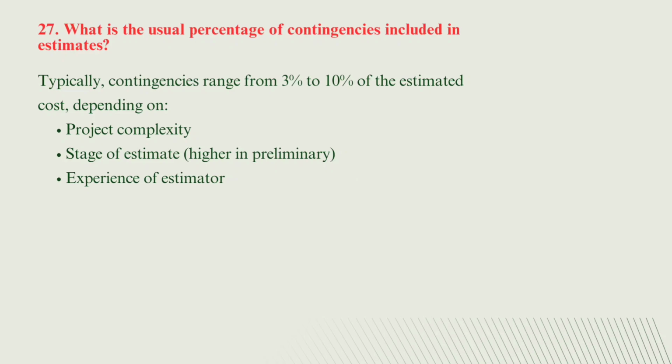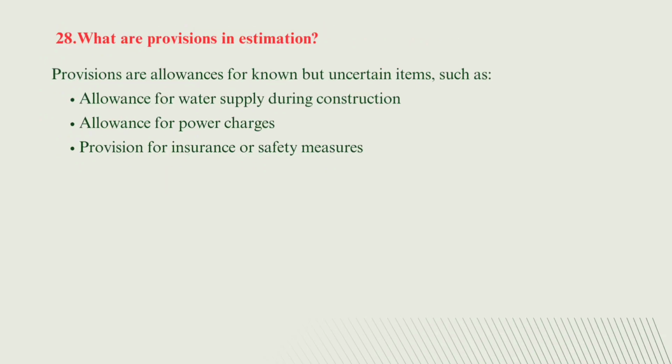Now the next question is, what is the usual percentage of contingencies included in the estimate? The answer is, typically contingencies range from 3% to 10% of the estimated cost depending on project complexity, stage of estimate, higher in the preliminary stages, and experience of the estimator, and it also depends on the type of material we are using at the site.